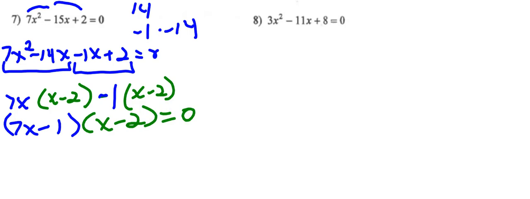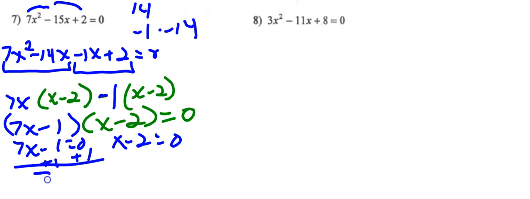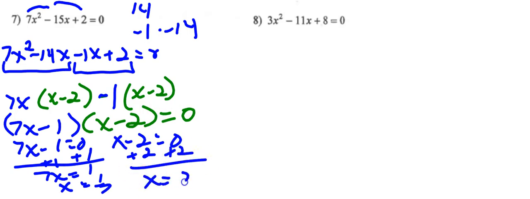Set each one equal to 0. 7x minus 1 equals 0 and x minus 2 equals 0. And solve. 7x is equal to 1. Divide by 7. x equals 1 over 7. And we add 2 to both sides. x is equal to 2. Final answer. All right, that's it for page 1.